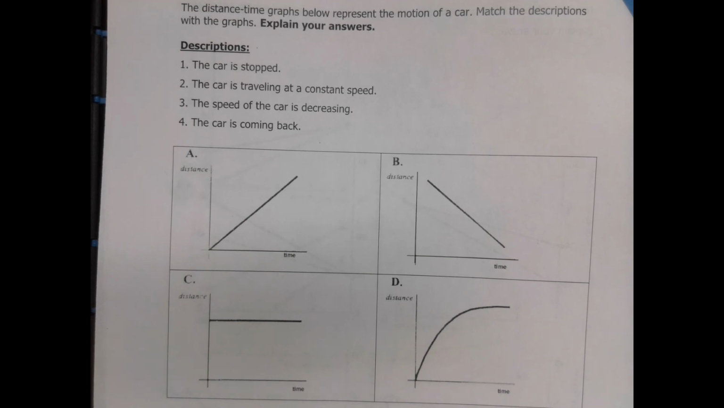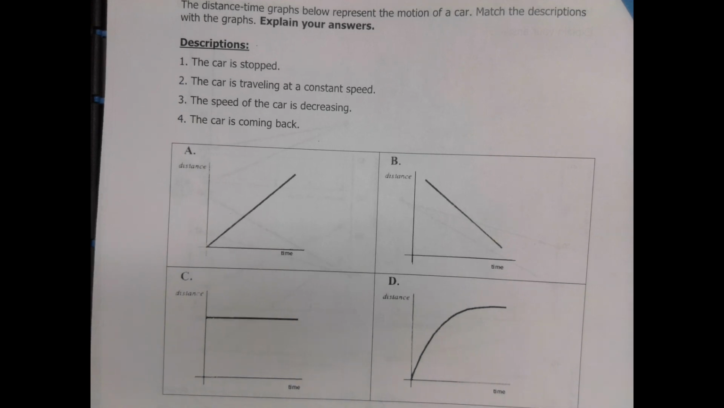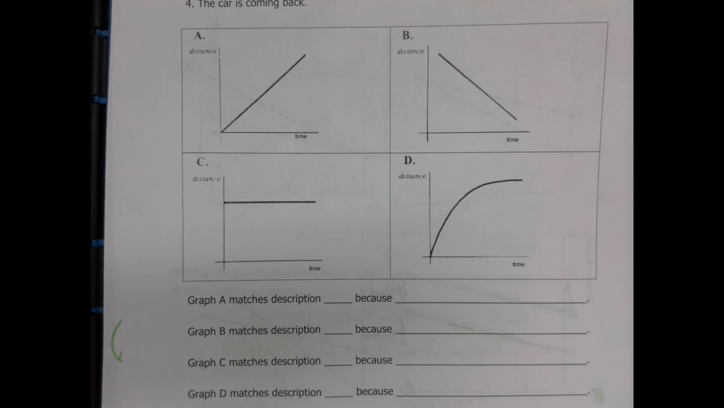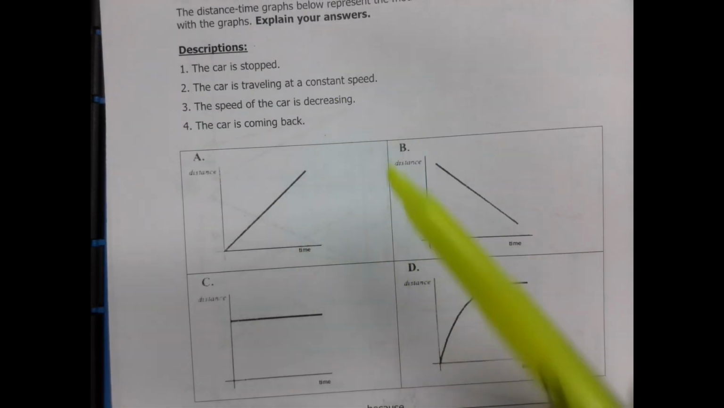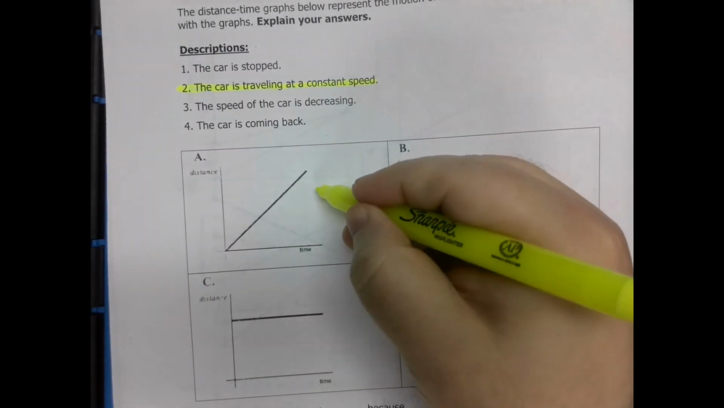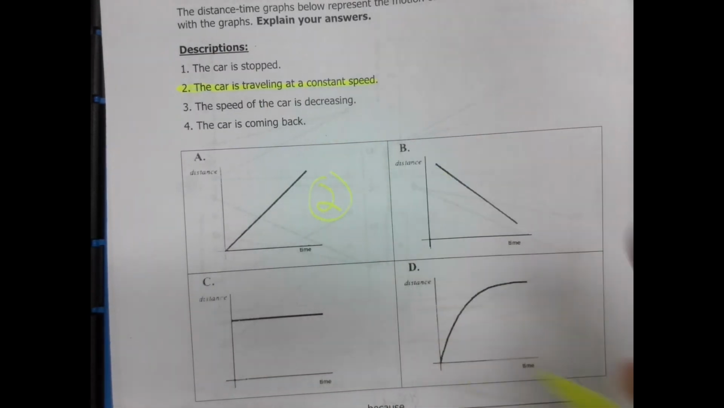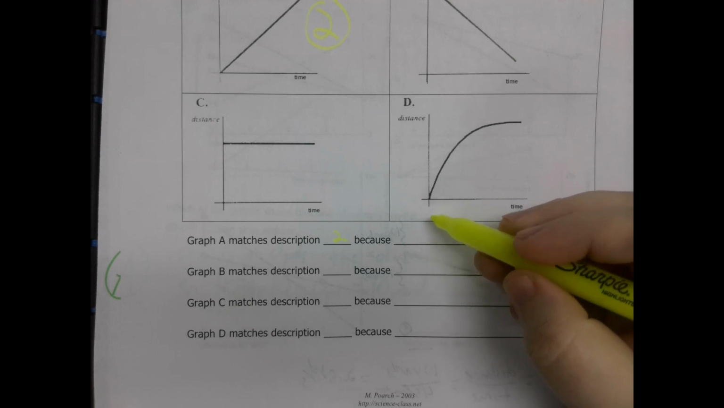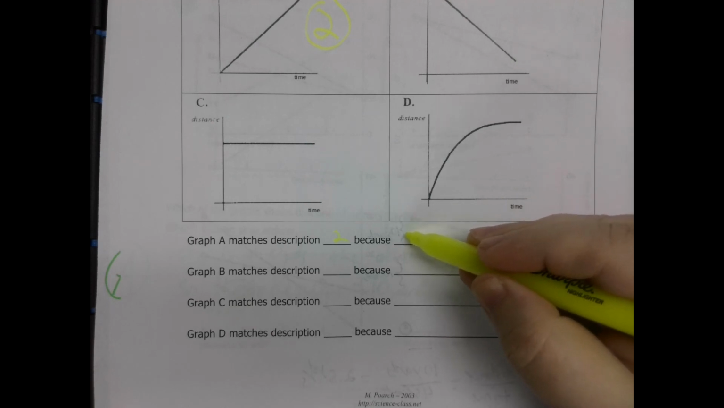Alright, so the distance time graphs below represent the motion of a car. Match the descriptions with the graphs. Explain your answers. So, graph A matches which description? So A matches which one of these? The car is traveling at a constant speed, so this will correspond to 2. We know this because it's a straight line.